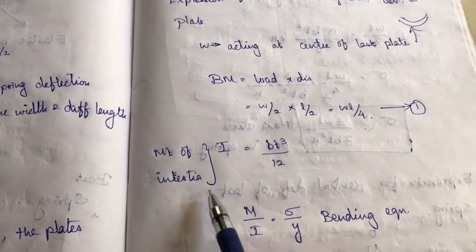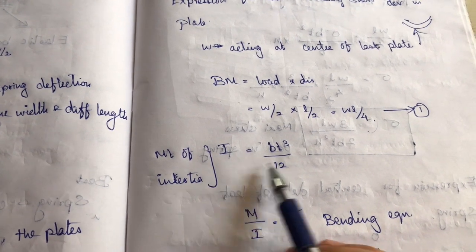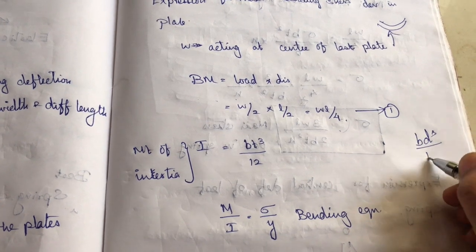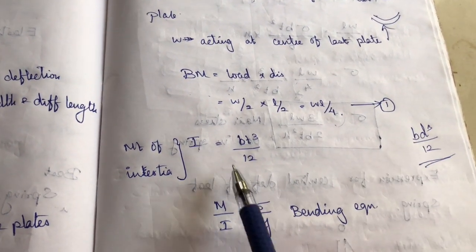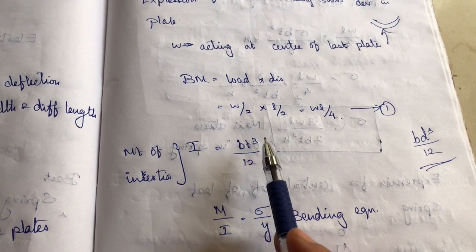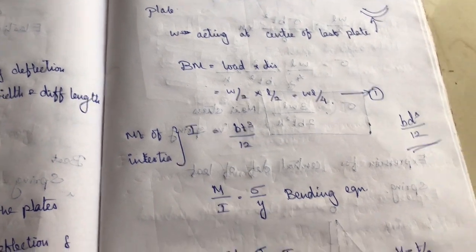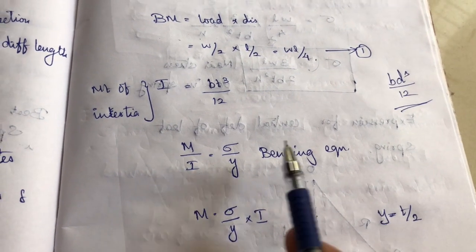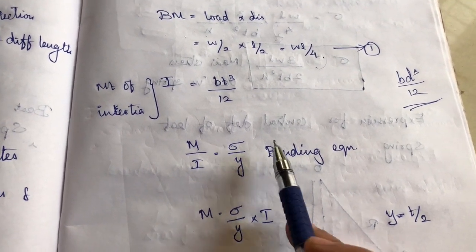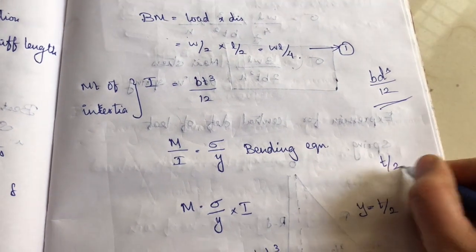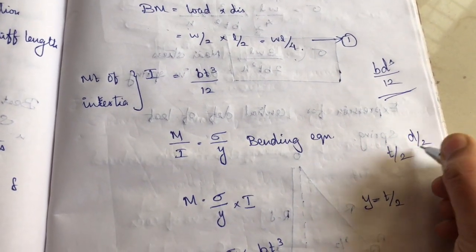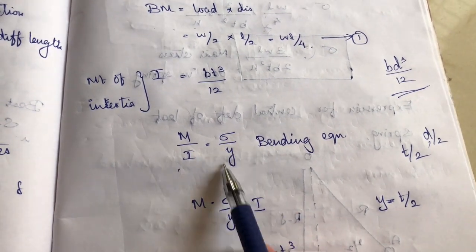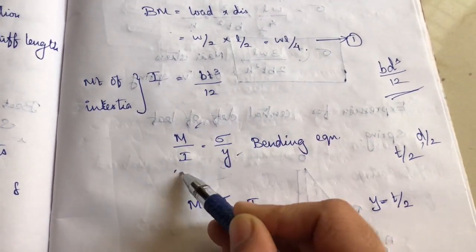And then the moment of inertia, that is I. Normally the moment of inertia is BD cube by 12. This is for the rectangle. So you have to just change it as BT cube by 12. Okay. So what is the bending equation here? M by I will be equal to sigma by Y. Y is nothing but T by 2 or else D by 2. Okay. So Y is this. So M by I is equal to sigma by Y. So we know M, Y, I.